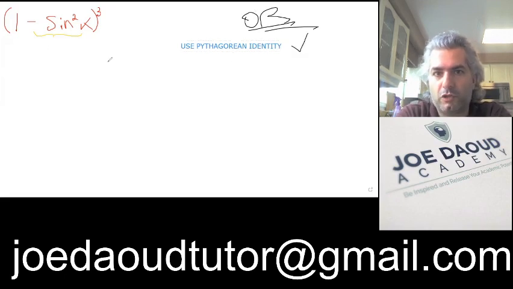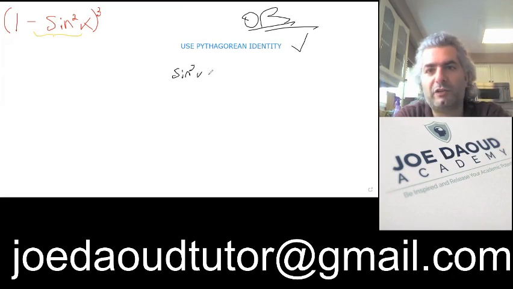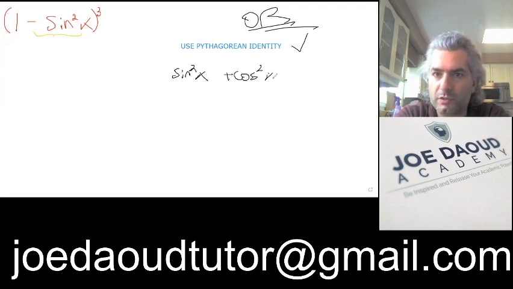Very, very important one you should memorize. You should know what it is. It's sine squared x plus cos squared x equals 1. You may be asked to prove that. I can try to make another video in the future at some point of proving the Pythagorean identity. It's based on the unit circle. It's fairly easy to prove from a unit circle.